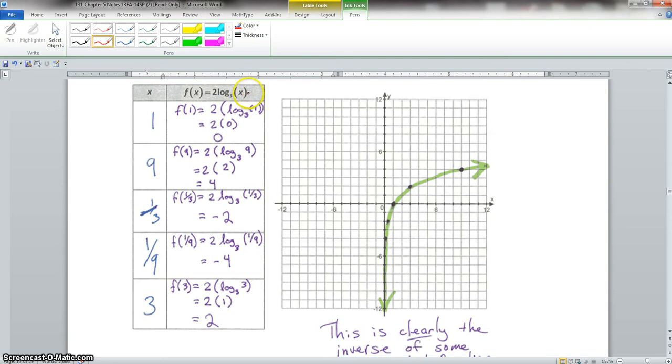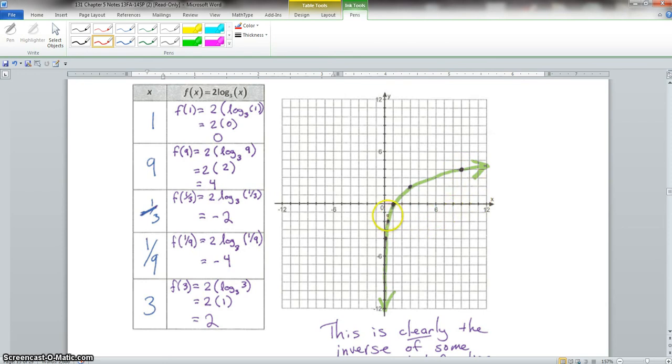So we know if we put in 1, that will give us 0 overall, which is shown here. We put in 9, we know log base 3 of 9 is 2, and 2 times 2 is 4. And then 1/3, 1/9, and 3. We want numbers that will come out clean here. So this would be 1, 0, which you have here. We have 9, 4.